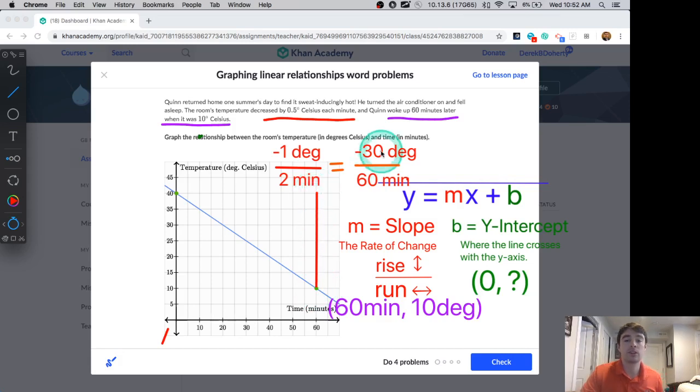I knew if I'm losing 30 degrees every 60 minutes, if I'm going to travel 60 minutes in time, it better be 30 degrees cooler then. Or if I go back 60 minutes in time, it better be 30 degrees warmer. So it climbs up 30 degrees and left, or negative 60 minutes. Or I could say, hey, starting at this y-intercept here, if I go for 60 minutes, it goes from 40 degrees, it drops 30 degrees down to 10 degrees.